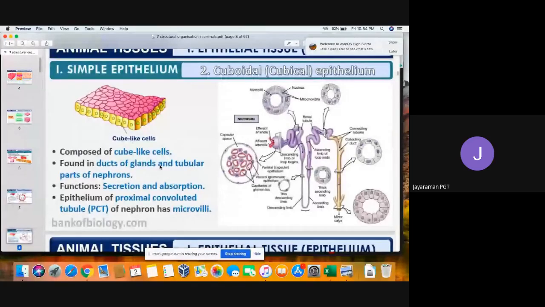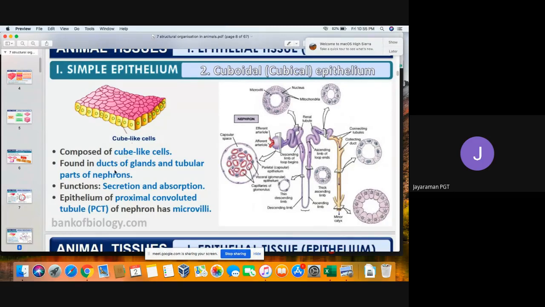even sweat glands. Many glands in the body have this cuboid epithelium. In the nephron, the tubular parts, the proximal convoluted tubule and distal convoluted tubule, all the other parts have it. The Bowman capsule is different, it has a squamous epithelium inside. But the remaining tubular parts, PCT, DCT, loops of Henle, collecting duct, have the cells called cuboid epithelium.